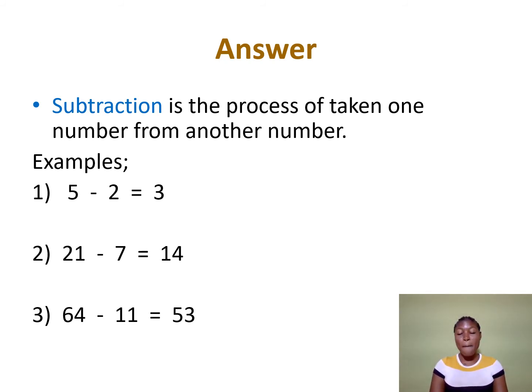So let's look at these examples. 1. We have 5 minus 2 giving you 3. So when you take 2 out of 5, the remainder becomes what? 3. The second example, we have 21 minus 7. Now when you take 7 out of 21, it remains 14. That is the remainder. And the last example, we have 64 minus 11, which gives you 53. So it means that when you take 11 out of 64, it is going to remain 53. Good.